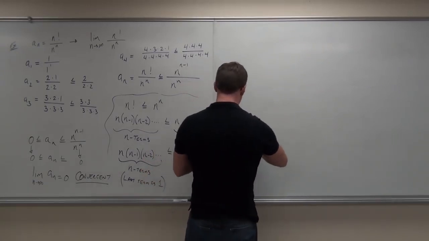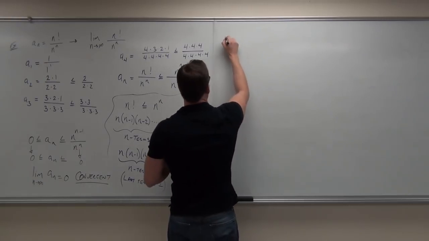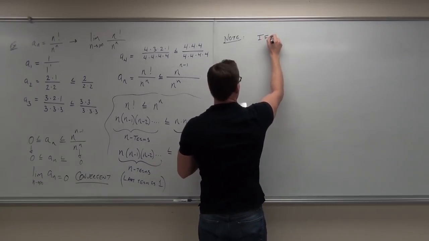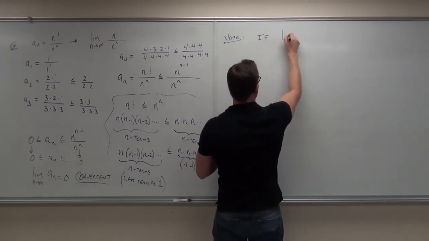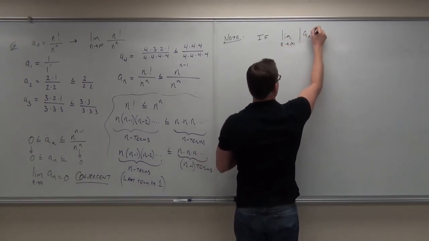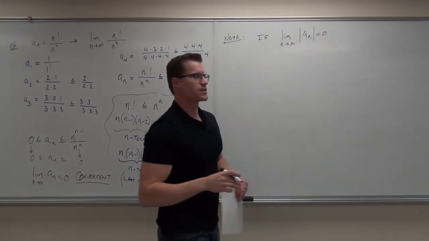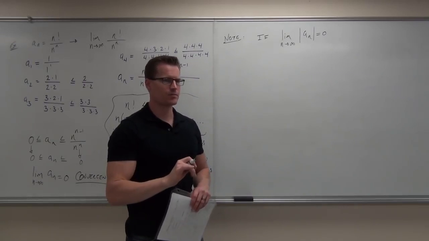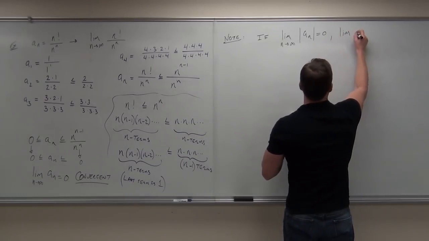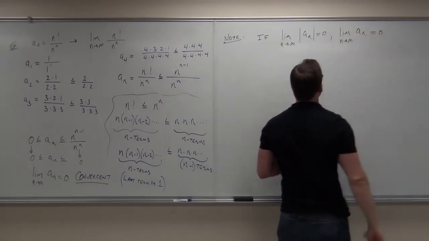Okay, so two notes with a couple of very, very fast examples here. This one is very cool. We're actually going to use this later on as well in series. But here's what you need to know. If the limit of the absolute value of the sequence equals 0, then the limit of the sequence itself also equals 0.